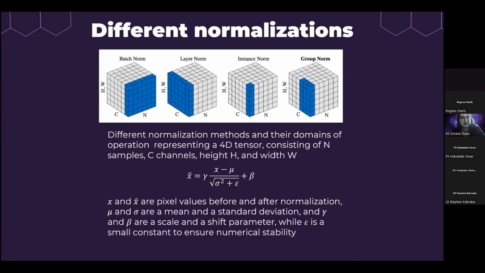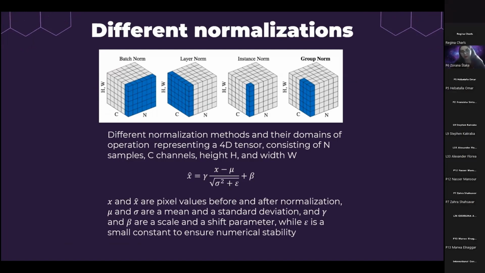So on to the different normalizations. Here, I think this is the best picture that actually shows the difference between different normalizations. This shows different normalization methods and their domains of operation, representing a 4D tensor. Here we have a 3D cube because it's hard for us to show 4D stuff in our 3D world, but N is the number of samples, C represents channels, and then the third dimension represents the height and the width of the image that is being used as an input to different layers in convolutional neural networks.